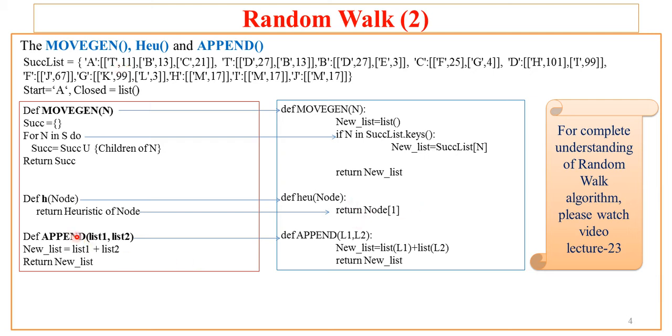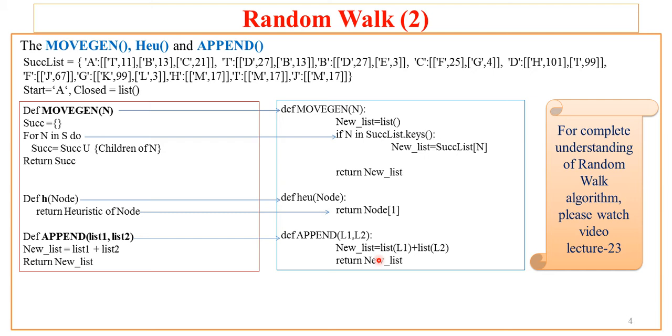Similarly, there is the append function. It takes two lists, concatenates the two lists, creates a temporary list and returns it. It is defined in Python as append L1, L2. So it will append list 1 and list 2, store it as a new list, and return this.